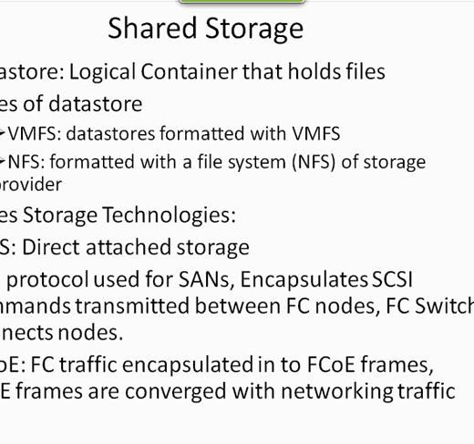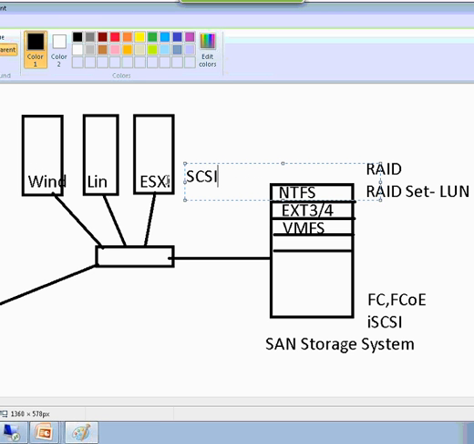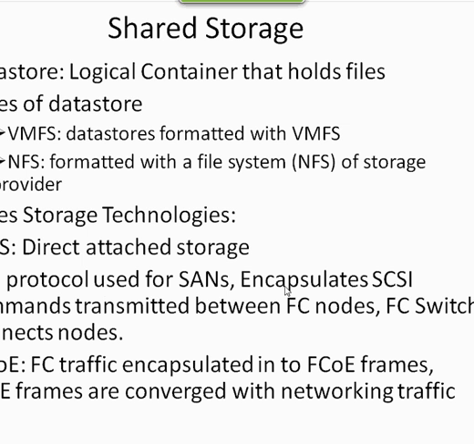Now, let us talk about these different technologies. DAS, we already discussed this. Any storage device directly connected to your system with no networking device in between is called direct attached storage. And in SAN, I told you different protocols are used. FC, fiber channel, is a protocol used for SANs. And just now I told you that ESXi always issues SCSI commands, and these SCSI commands have to be transmitted to your SAN storage system. So what the FC protocol does is encapsulate the SCSI commands and transmit them between two FC nodes.